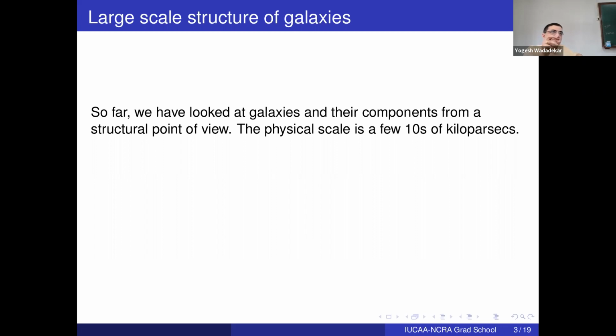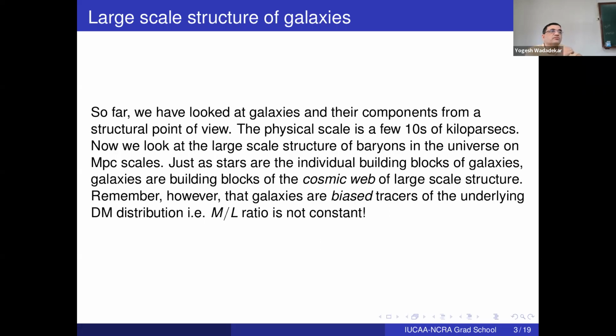So far we have looked at each galaxy and its subcomponents. The physical scale of this is a few tens of kiloparsecs. But now we need to look at the large scale structure of baryons in the galaxies on megaparsec scales. So we are just going to jump from kiloparsec or a few tens of kiloparsec scale to a scale that is 100 times larger, the megaparsec scales. And just as stars are the individual building blocks of galaxies, galaxies are the building blocks of the cosmic web of large scale structure. Why is it called the cosmic web? Because it looks like a spider's web. It is connected in three dimensions like a spider's web.